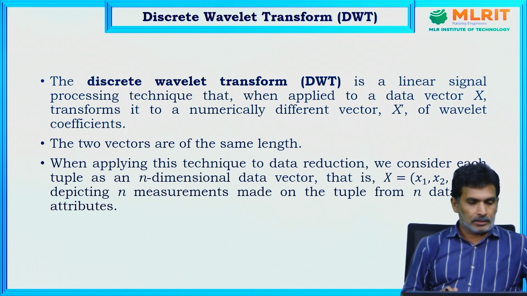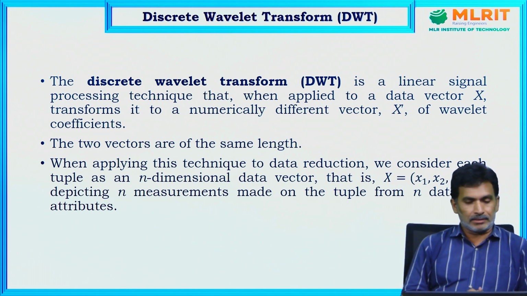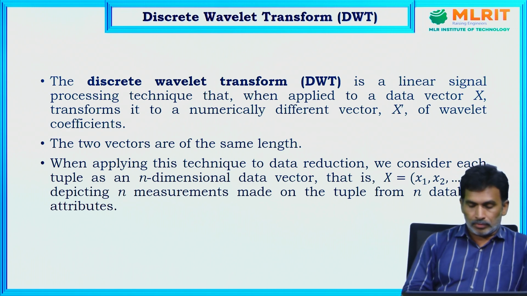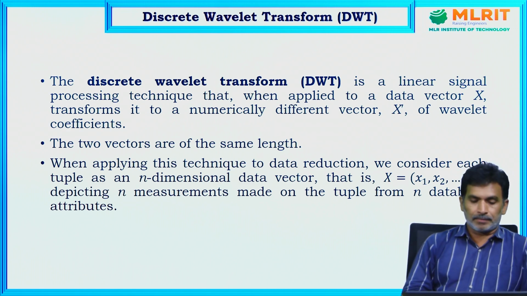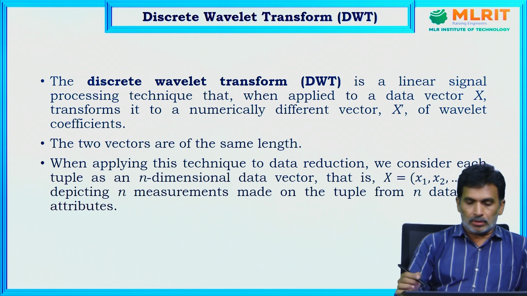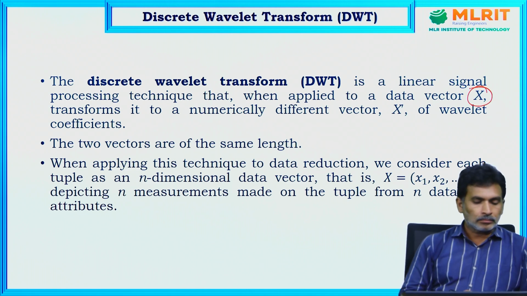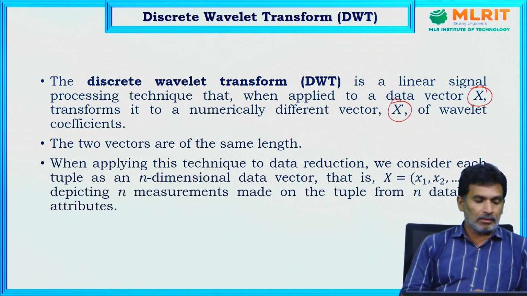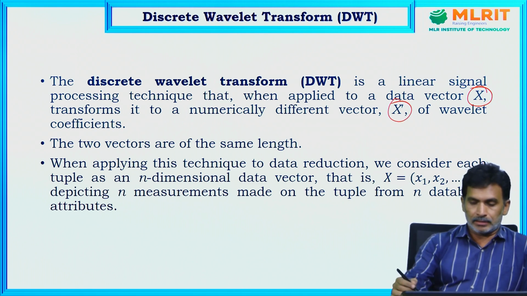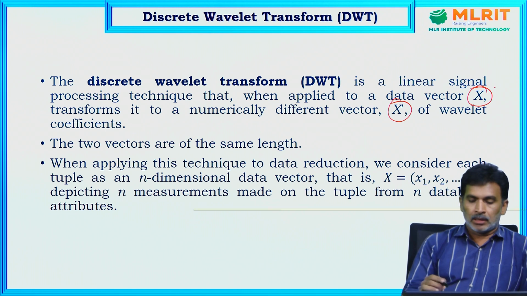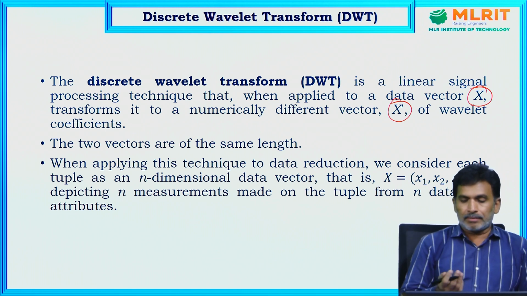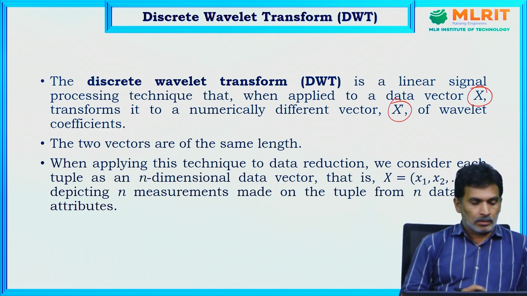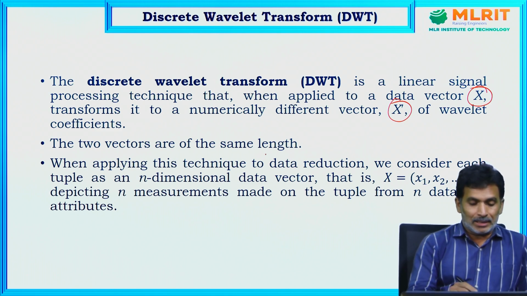So let us start with the discrete wavelet transforms. The discrete wavelet transform is a linear signal processing technique. When applied to the data vector x, it transforms it to a numerically different vector x dash of wavelet coefficients. So x is a numerical vector with actual data, whereas x dash is another vector of the same length with wavelet coefficients. So these two vectors are of the same length.